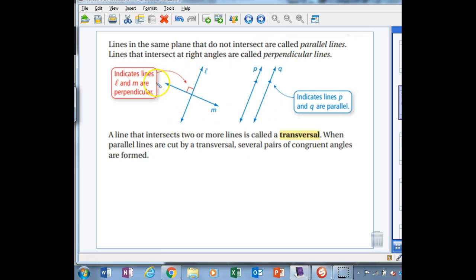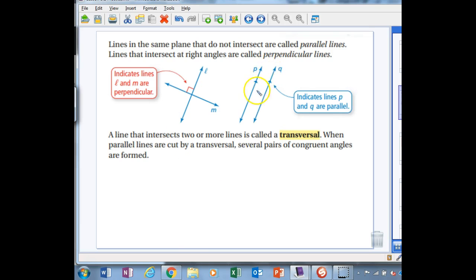When we have a perpendicular line, you know you're going to have a right angle. A right angle is 90 degrees. And it's always signified by this box. Again, some of this is just review. Some of it might be new.